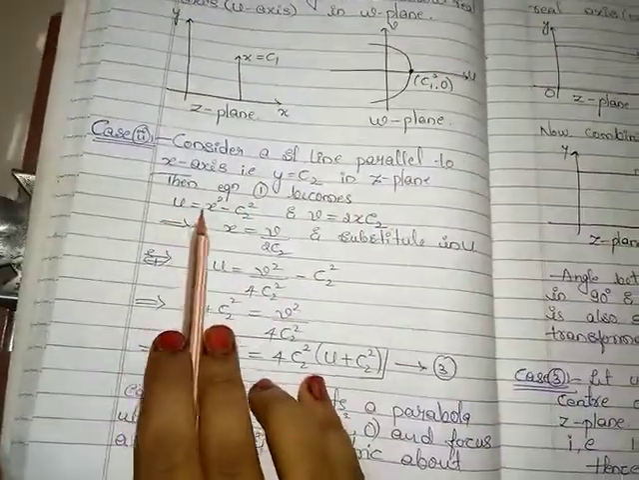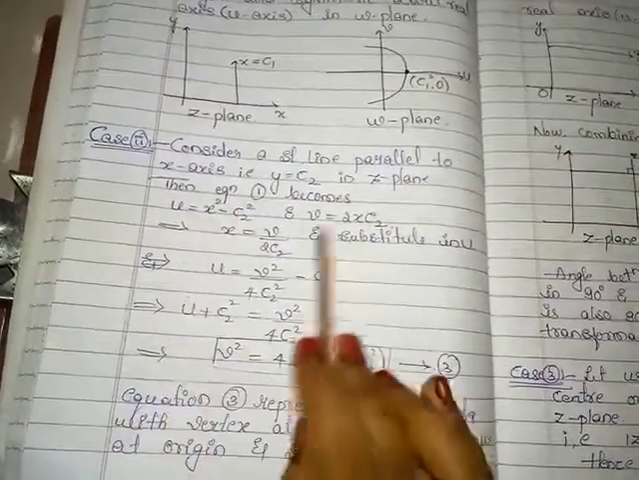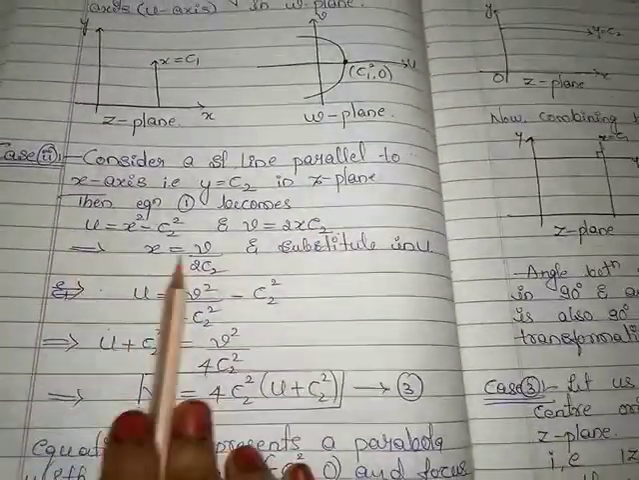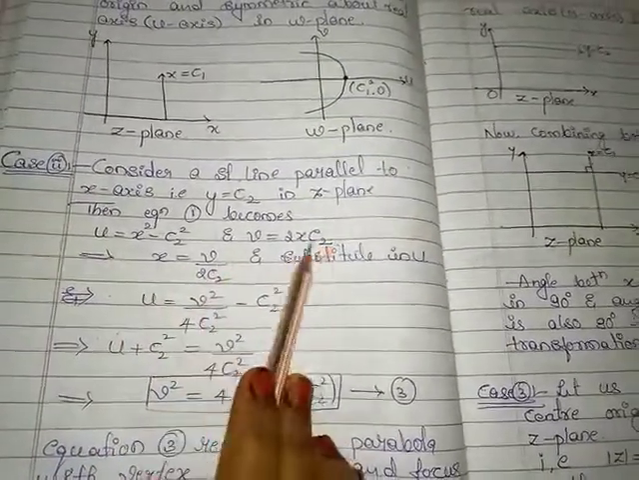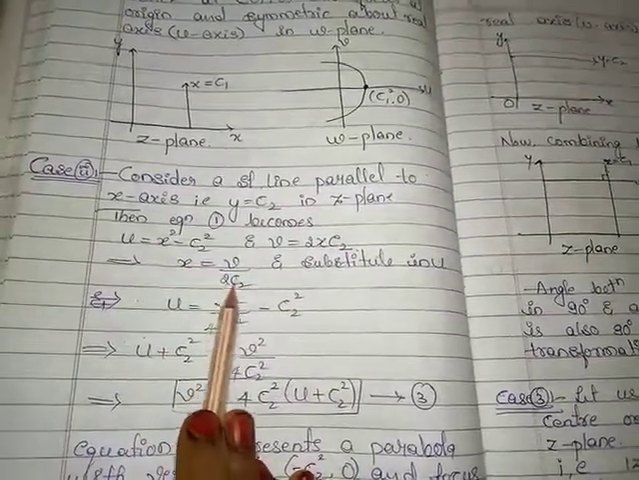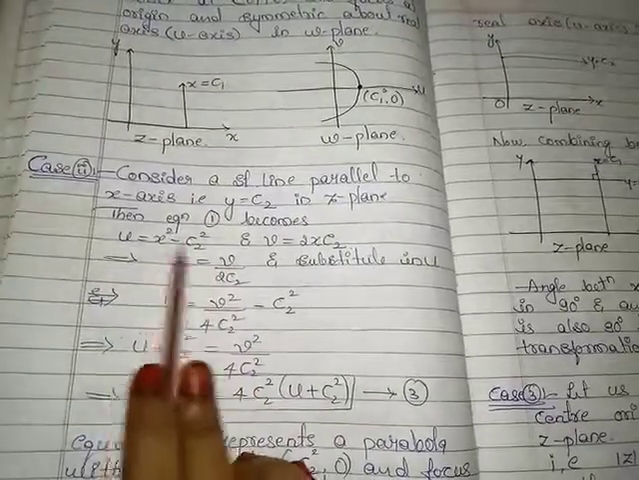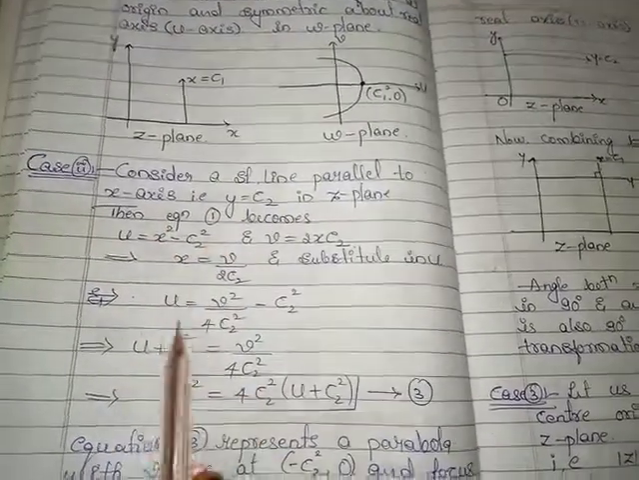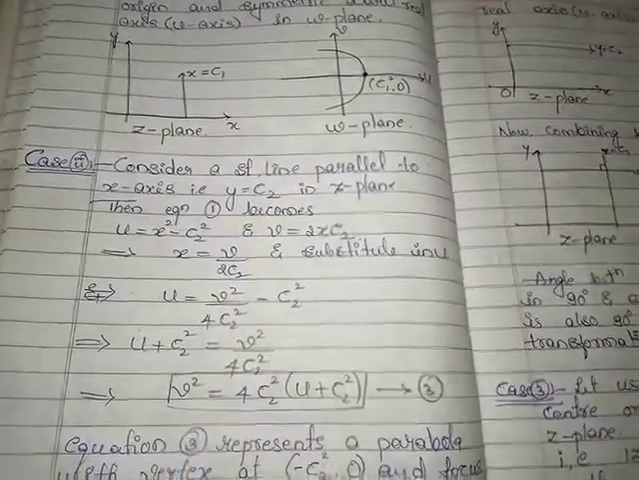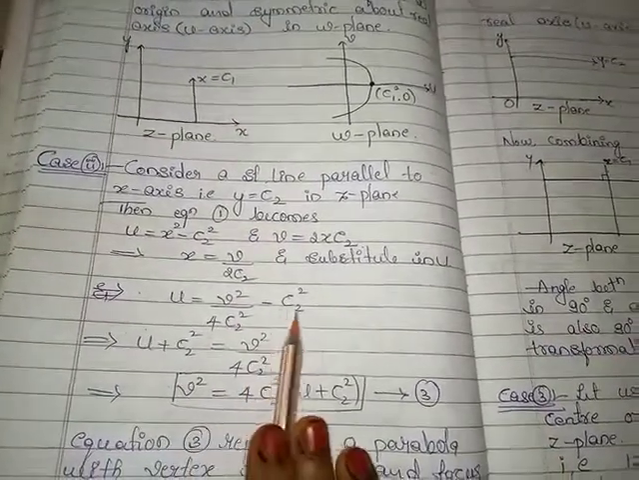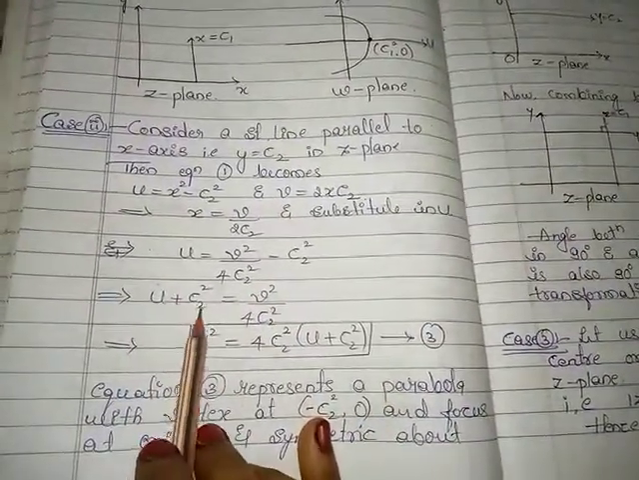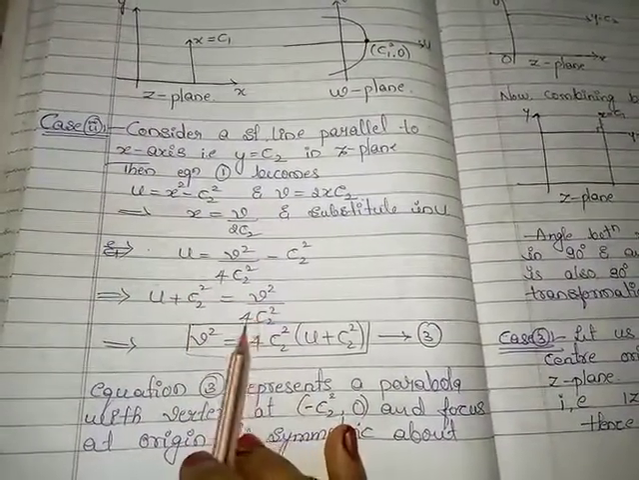We will get u is equal to x square minus c2 square and v is equal to 2x into c2. This implies x is equal to v square divided by 2 into c2. Substitute this in equation u. This u is equal to v square divided by 4 c2 square minus c2 whole square.